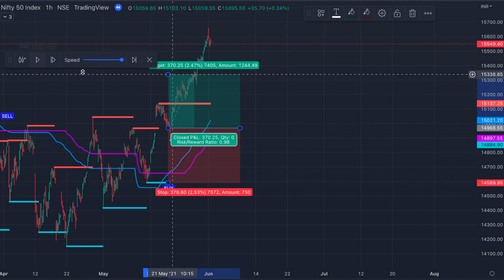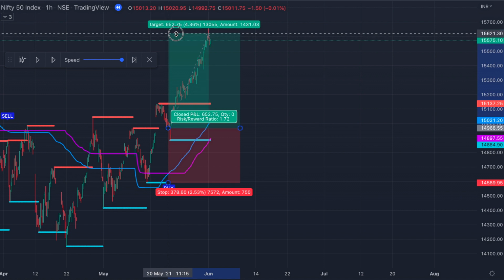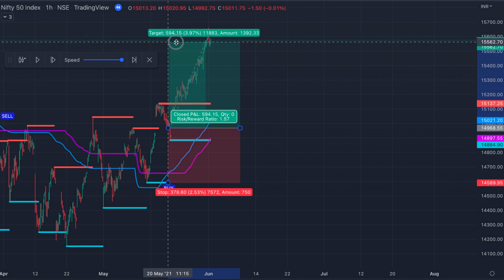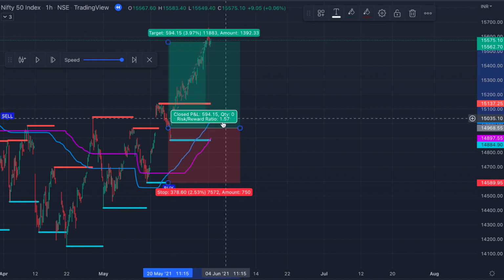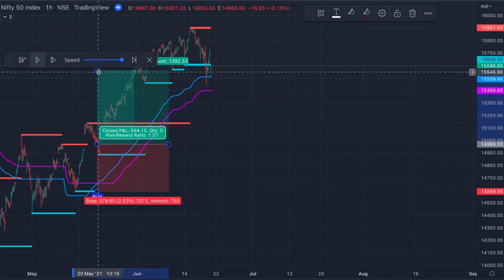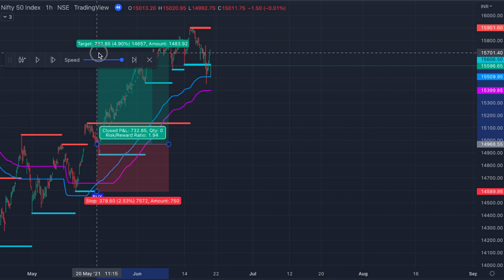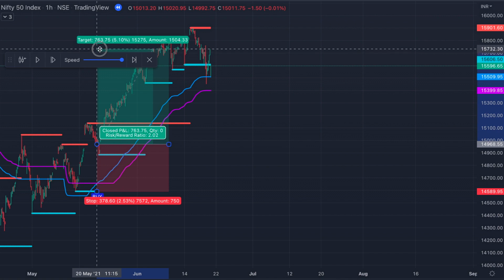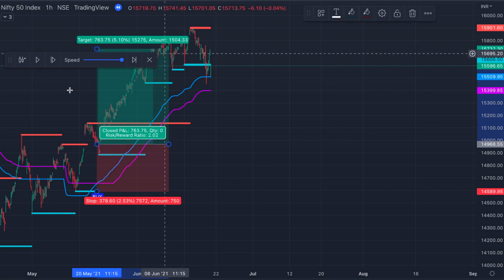Okay, I'll just pause it and then move this further up. Okay, target has been attained. We got a risk reward ratio of 1.5 here. Let's see if we got target 2 also over here of risk reward ratio 2. Yeah, we got that here.